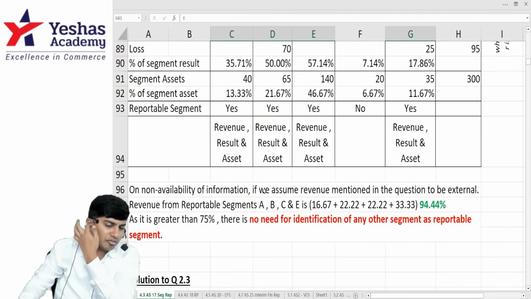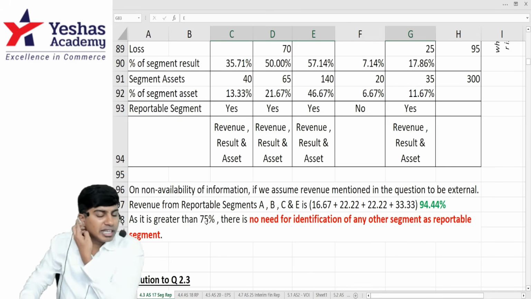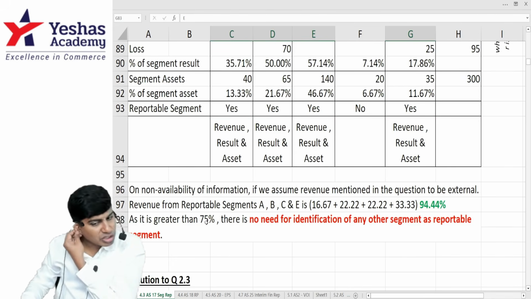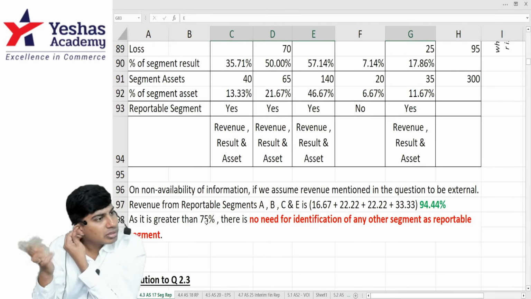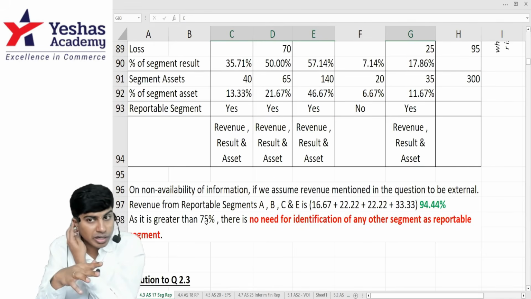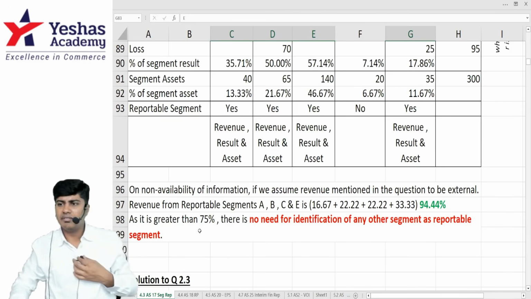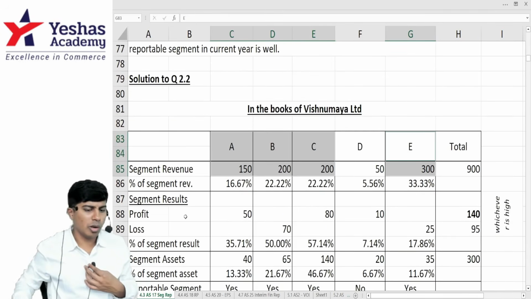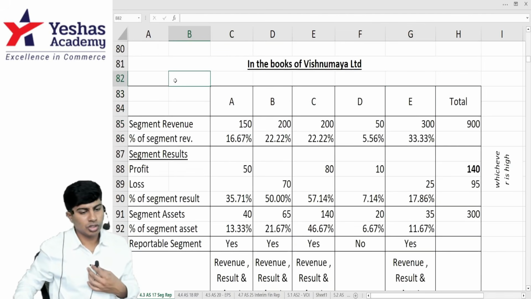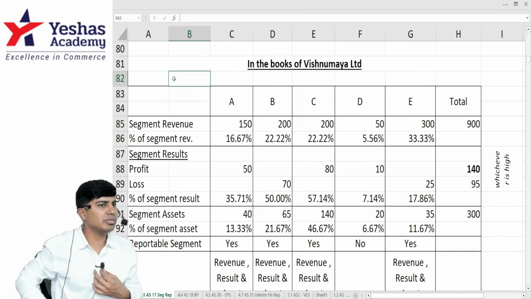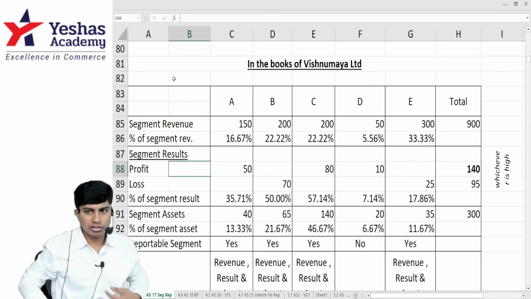I have written one conclusion also. On non-availability of information, if we assume revenue mentioned in the question is only external, then if I compute, it comes to 94.44%. As it is greater than 75, there is no need to identify any other segment as reportable segment. Got this? We're done. 2.2. Copy quick. How many of you already did it and got the same answer? Very good. Copy, copy, copy.